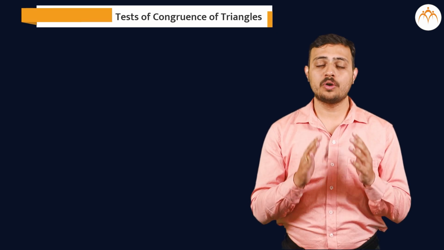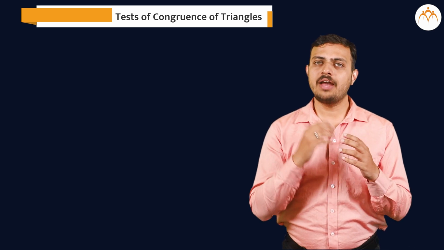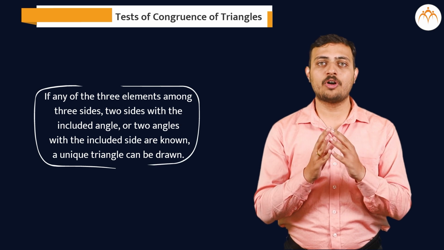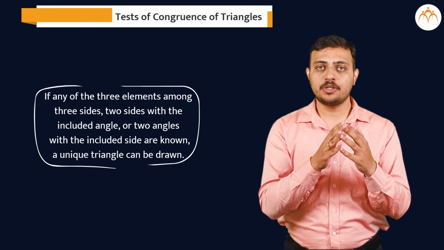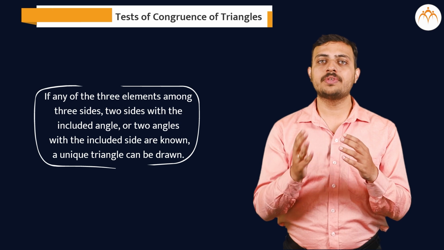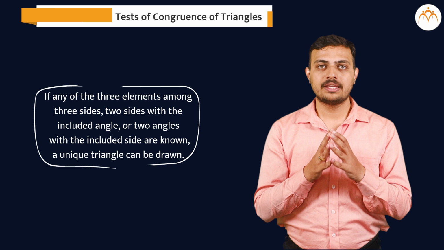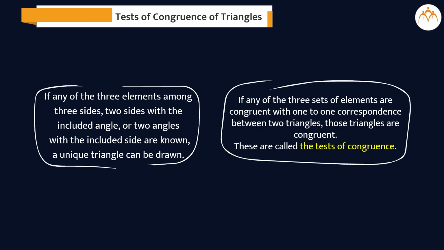Tests of congruence of triangles. We have learnt how to construct triangles. If any of the three elements among three sides, two sides with the included angle, or two angles with the included side are known, a unique triangle can be drawn. Hence, if any of the three sets of elements are congruent with one-to-one correspondence between two triangles, those triangles are congruent. These are called the tests of congruence. Let's learn more about them.